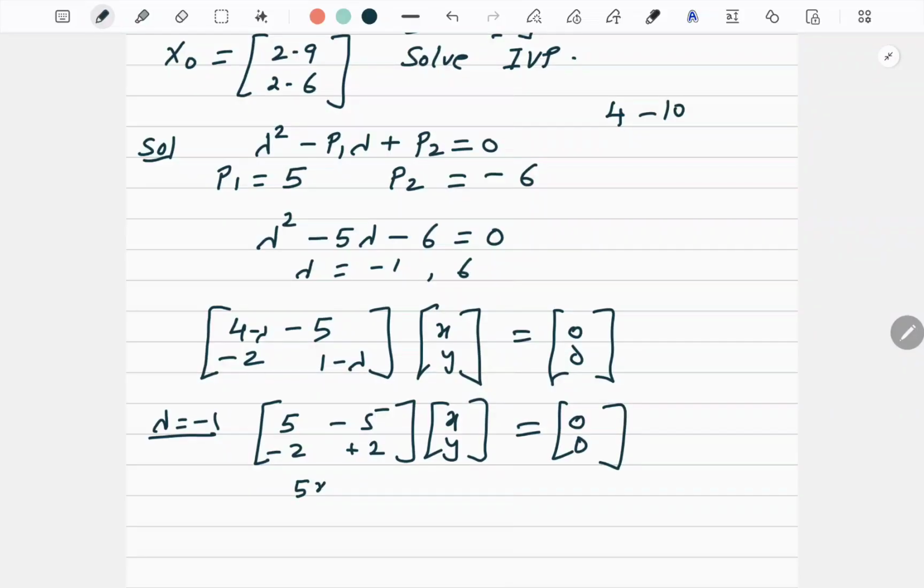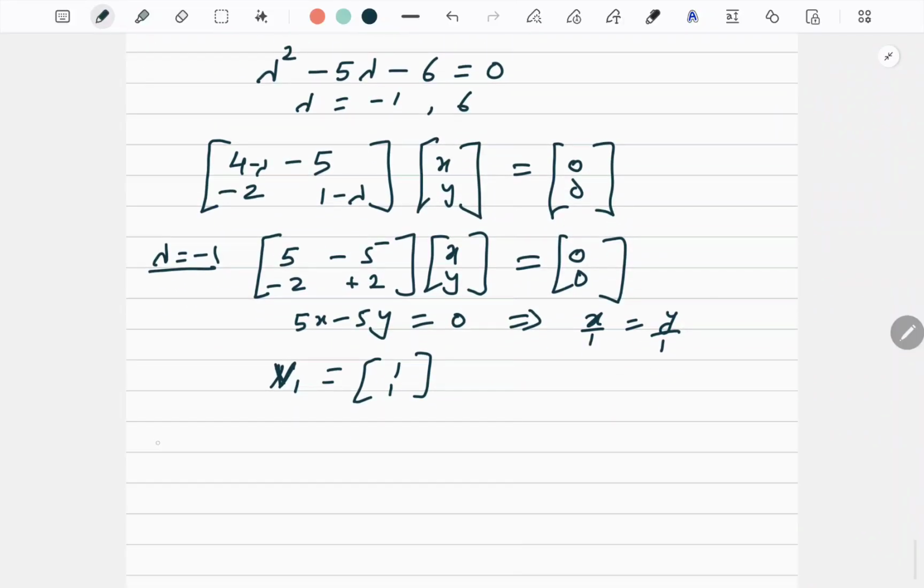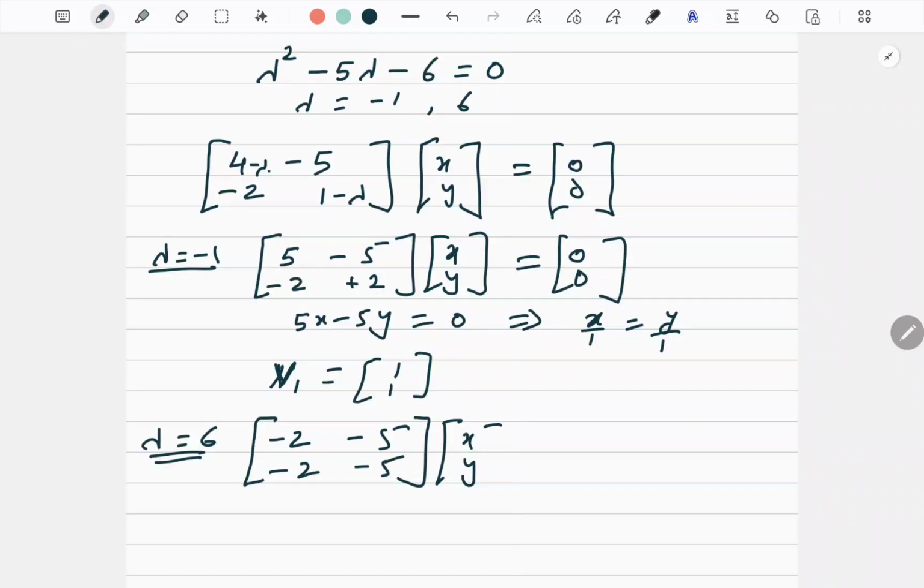So it gives me 5x minus 5y is equal to 0, implies x by 1 is equal to y by 1. So my eigenvector x1 or v1, here we are using v1, is equal to 1, 1. Correct? Let's do for lambda is equal to 6. So now in place of lambda, I'll put 6. So 4 minus 6 is minus 2, minus 5, minus 2. 1 minus 6 is minus 5. Then xy is equal to 0, 0.